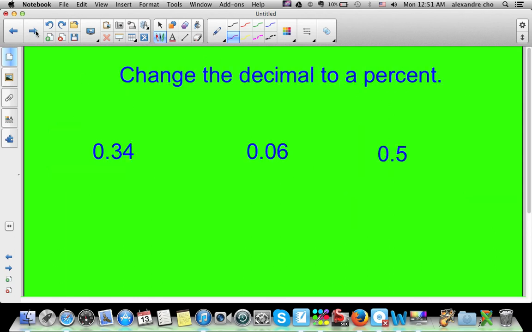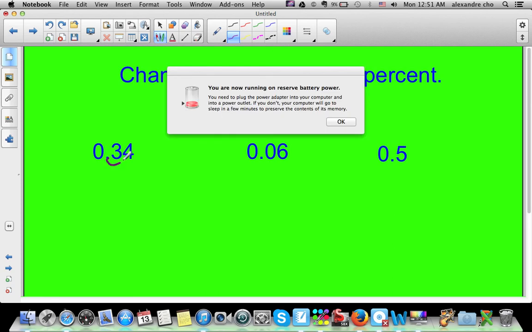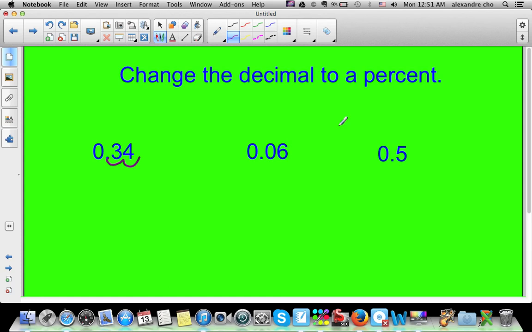Change the decimal to a percent. Hoping we did this the other day. To change the decimal to a percent, the easiest way, and I think I showed you, is to move the decimal to the right. So we're going to take that little dot and move it 1, 2. So we're moving the decimal that was between the 0 and the 3. We're going to move it 1 spot, 2 spots, and it's going to be right here.